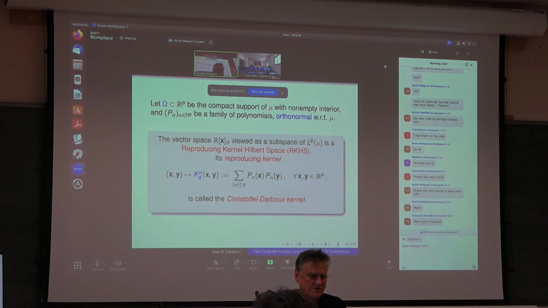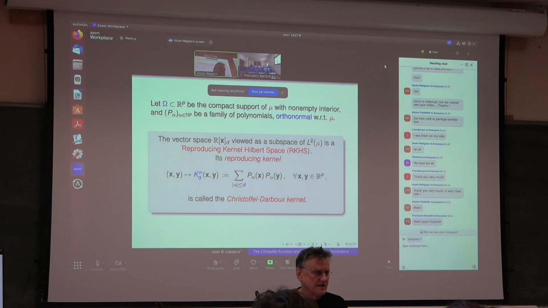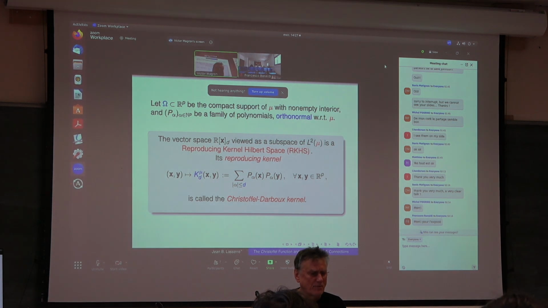So you start by defining the Hilbert space L2 of mu, the space of square integrable functions with respect to mu, and then you consider the vector space of polynomials of degree d. Then you can see this vector space as a subspace of L2 of mu. Okay, and this finite dimensional vector space is called a reproducing kernel Hilbert space. Maybe you have heard about this RKHS in machine learning. It's a very common word now in machine learning. And it's called a reproducing kernel. And what is this kernel?